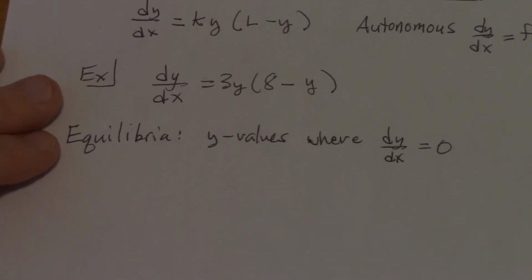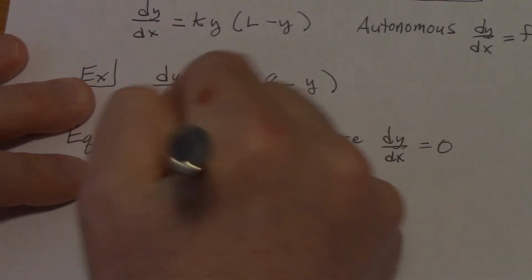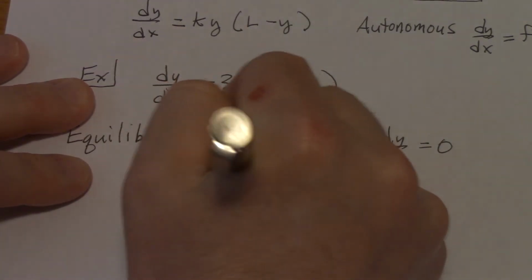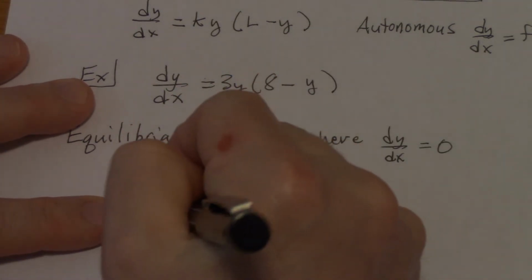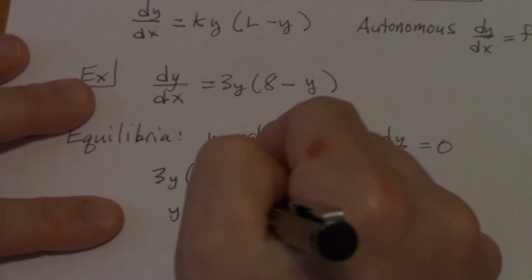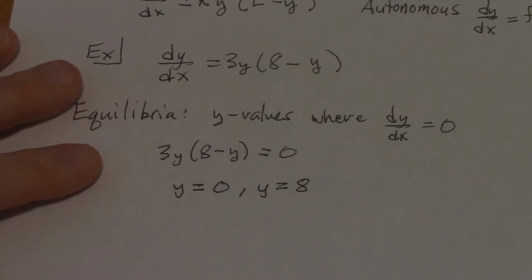So let's find those in this particular equation. dy/dx is 3y times (8 minus y), so that means we would set 3y times (8 minus y) equal to 0. And we're going to get two answers here. It's already factored, so it's pretty easy to figure out. We're going to get y equals 0 and y equals 8. So those are our equilibrium solutions.